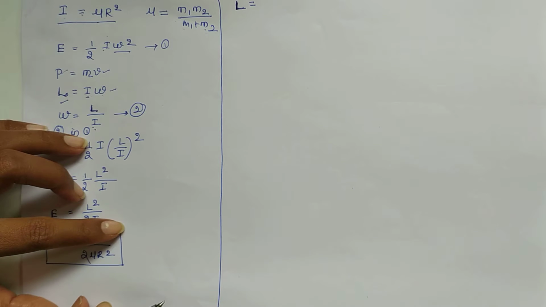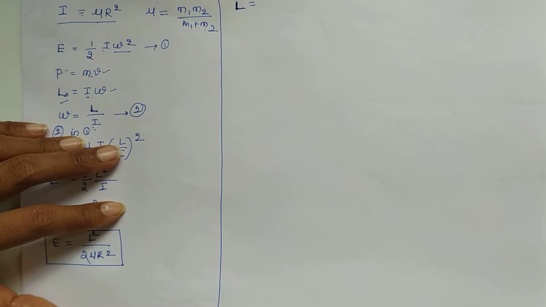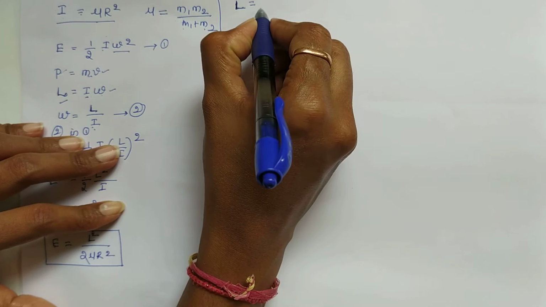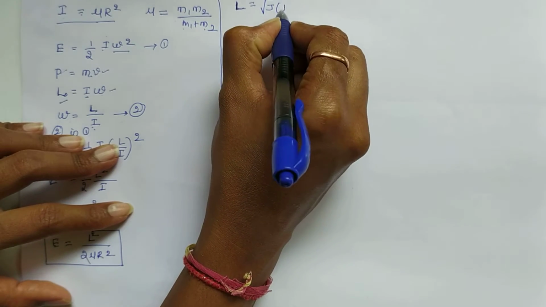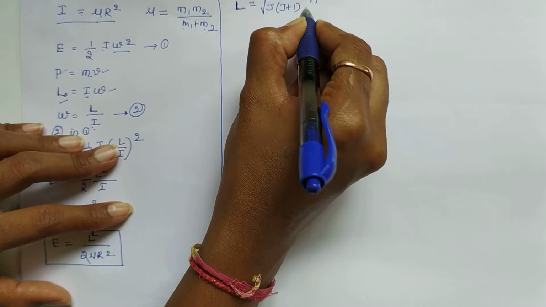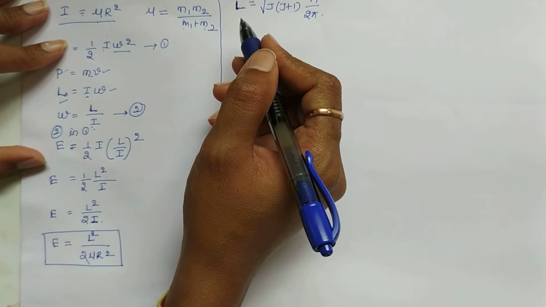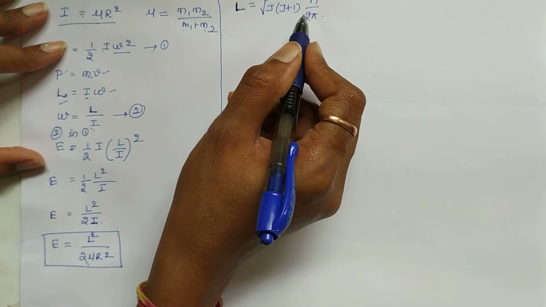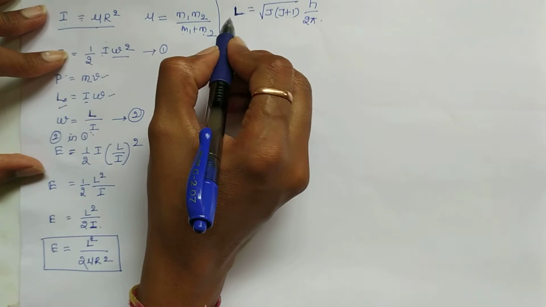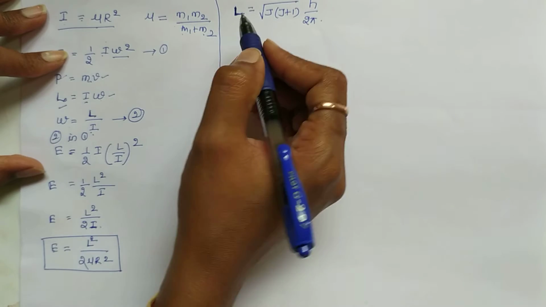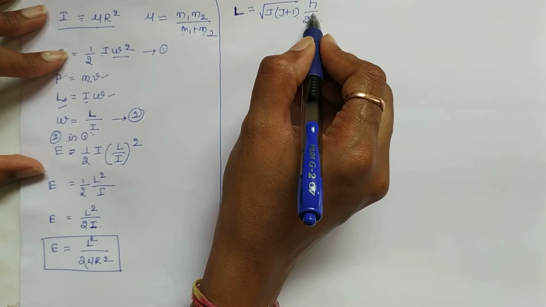For a diatomic molecule which is rotating, the angular momentum will be quantized, that will be fixed, and the expression for that is L is equal to square root of J into J plus 1, into H divided by 2 pi. This is the expression for angular momentum. This is the quantum mechanical solution of the Schrodinger wave equation. If you solve it, the expression for angular momentum you are going to get is the square root of J into J plus 1 into H by 2 pi.